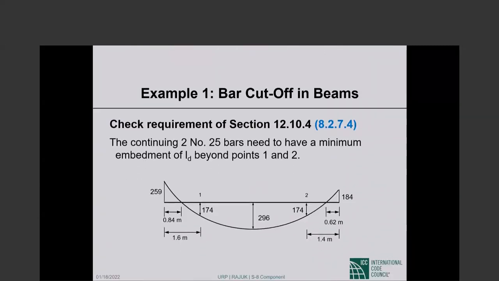So that's all that happened. Now to continue, the continuing two number 25 bars need to have a minimum embedment L sub d beyond points 1 and 2. Remember, at points 1 and 2, the continuing bars have to be fully developed.